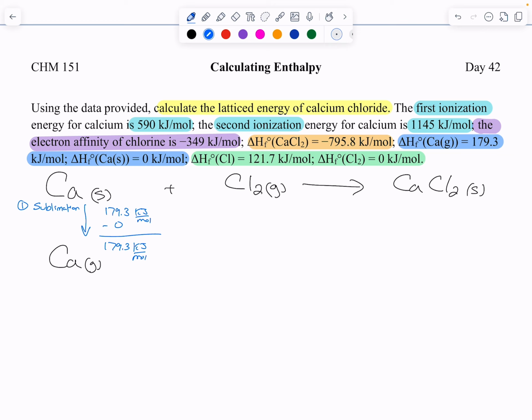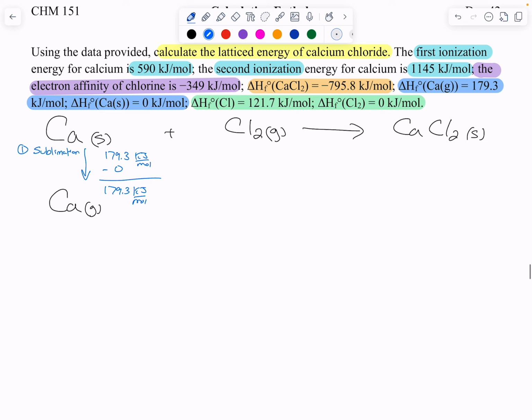Because we're going to do the product minus the reactant. And then what else do we have? Once we're at calcium, let's go ahead and do our ionization energies. We'll call this step 2. IE1 is 590 kilojoules per mole, and that gets us to Ca plus gas. And then we have IE2, which is 1145 kilojoules per mole, which gives us Ca 2 plus gas.